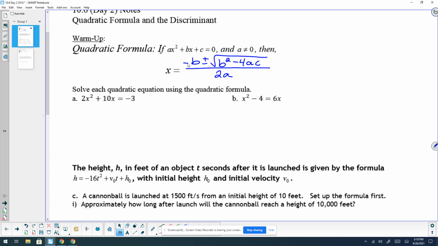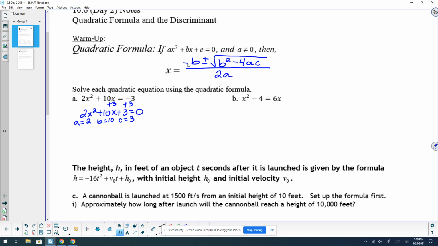Solve each quadratic equation using the quadratic formula. The first step here is I have to add 3 to both sides. We have to have our equation set equal to 0 before we can solve. And we want our order to be the ax squared term, then the bx term, and then the c. Okay, so my a then is 2, my b is 10, and my c is 3.